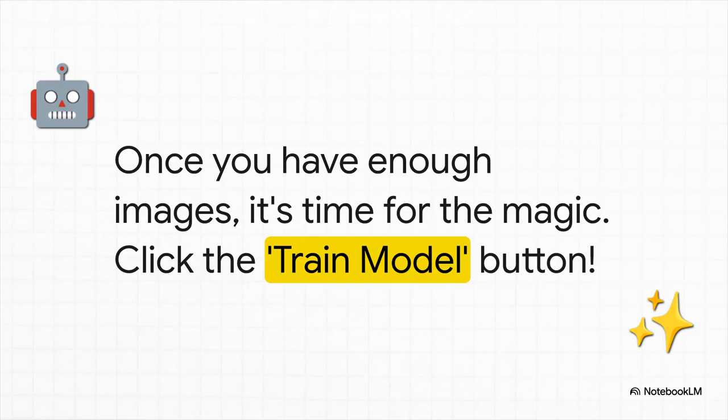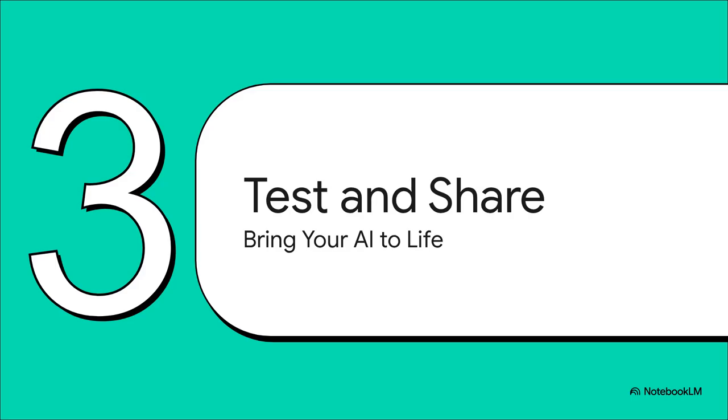Okay, once you've given it all those examples of happy and sad faces, you are ready for the magic moment. You're going to see a big button that says Train Model. Go on and click it. This is where the magic happens. The computer is literally taking all those pictures you gave it and learning how to tell them apart. It'll take a few moments to do its thing, but once that's done, your AI is ready. And now we get to the best part, the payoff. We get to see our creation actually come to life, test it out, and even show it off.